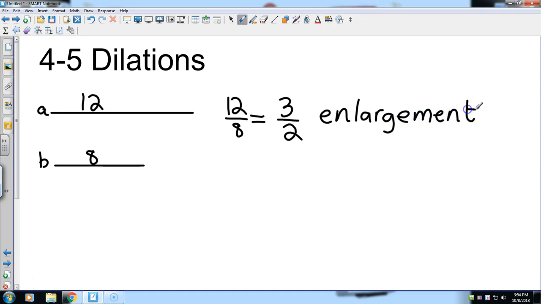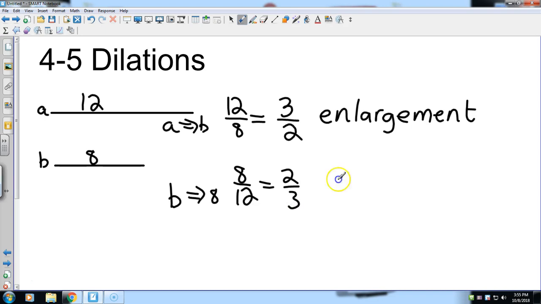That is an enlargement because my fraction is greater than 1. I'm comparing 3 to 2. If I go the other way, okay, so this was A to B. If I compare B to A, obviously I'm going to have 8 to 12, which is 2/3. And because my fraction is not greater than 1, then that makes this a reduction. So just watch your order in the things that you do.